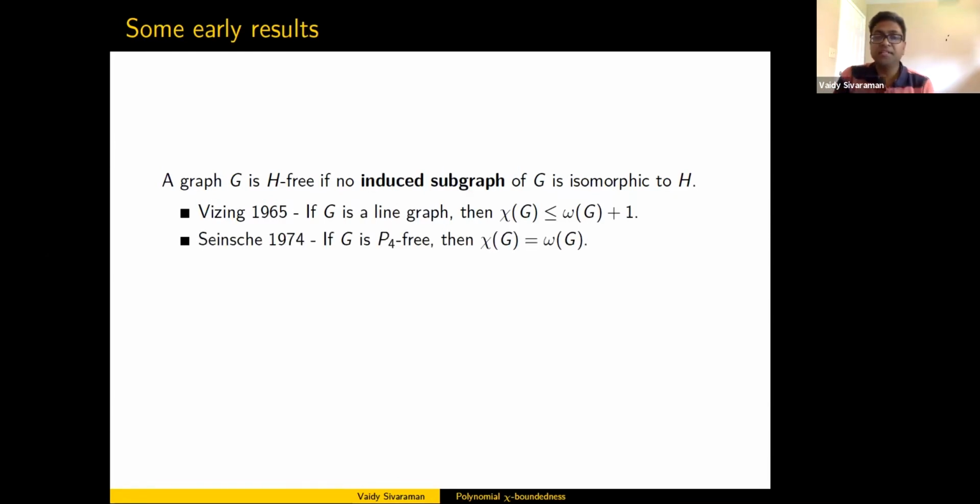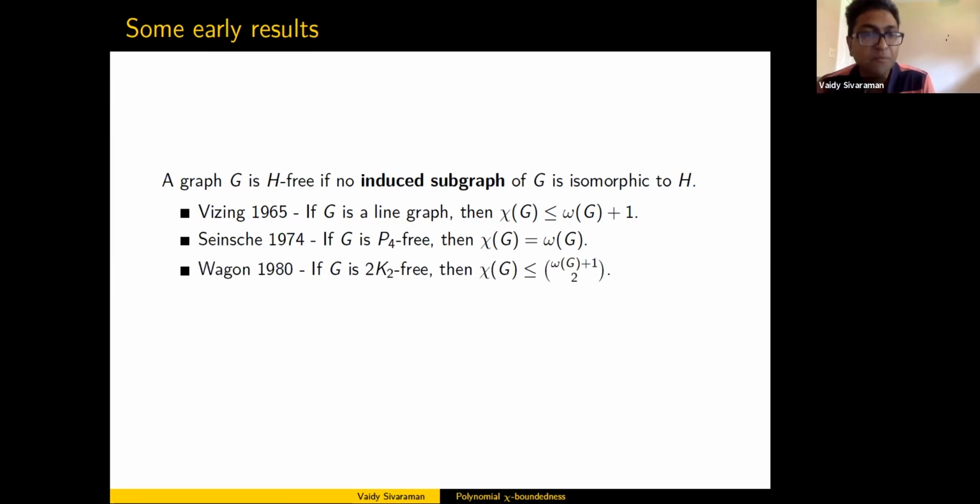And Seinsche in 1974 said that if your graph is P4-free, P4 meaning the path graph on 4 vertices. Already we saw P4 playing an important role in Professor Kierstead's talk. So P4-free, then he proved that the chromatic number and the clique number coincide. This is a very, very nice paper, a 2-page paper. Everybody should read this. I'll let you know the reason in a second, but let me just give all the 4 results.